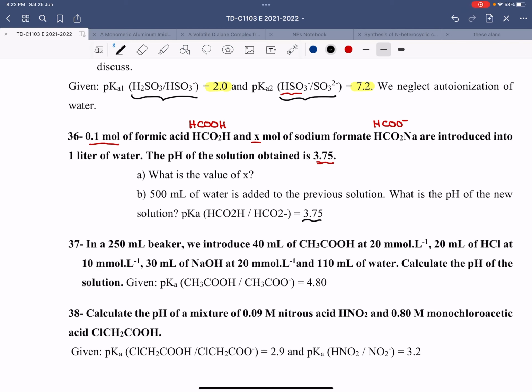500 milliliters of water is added to the previous solution. What is the pH of the new solution? What do you think? You have a buffer. You add 500 ml. The idea is both the acid and the conjugate base will be diluted to the same extent, the same dilution factor. The dilution factor here is basically volume. The new volume is 500, so I think the new dilution factor will be around 0.0667.